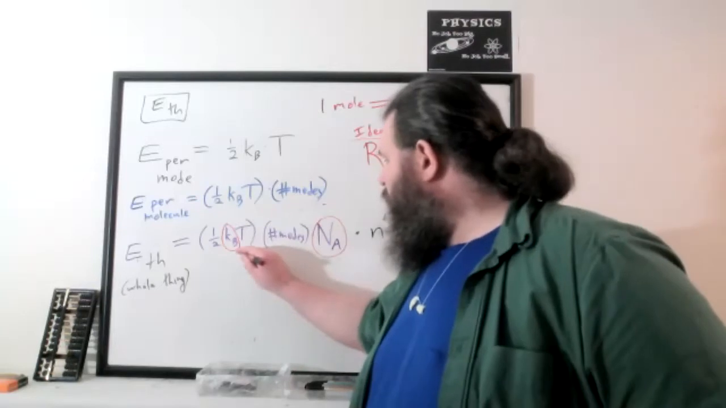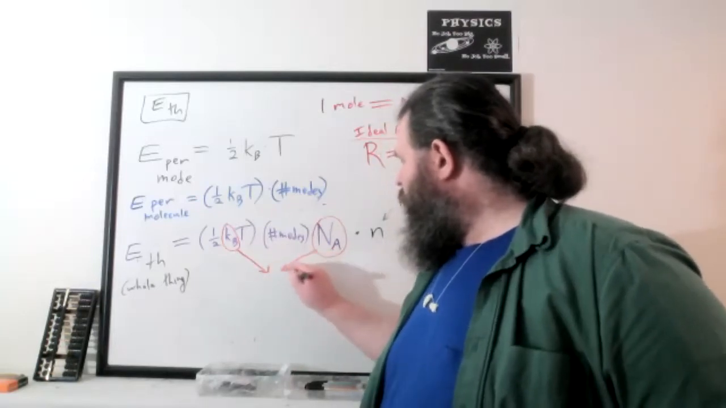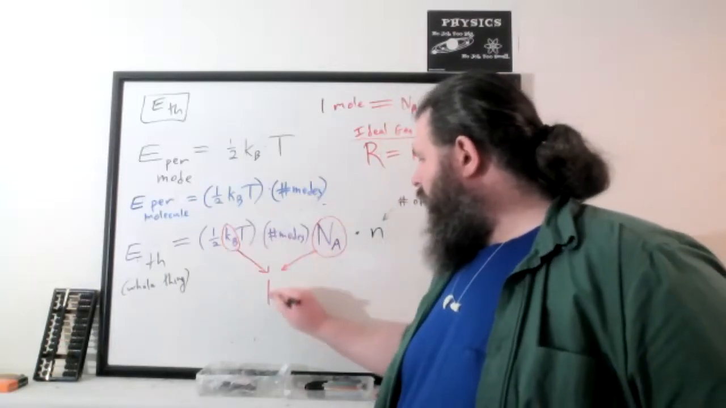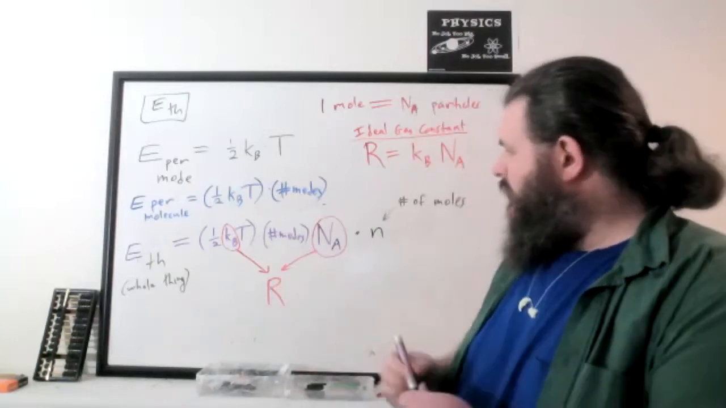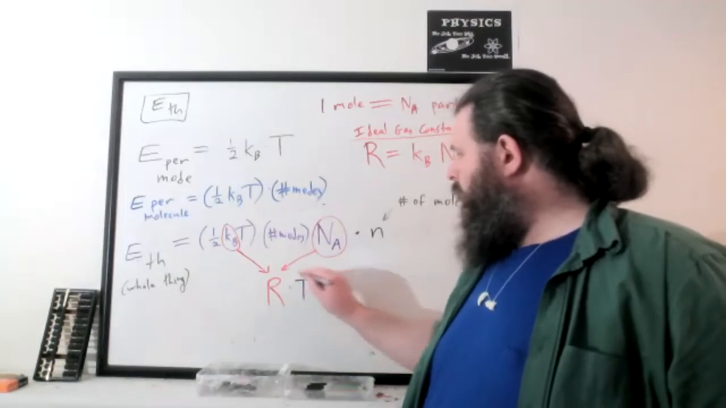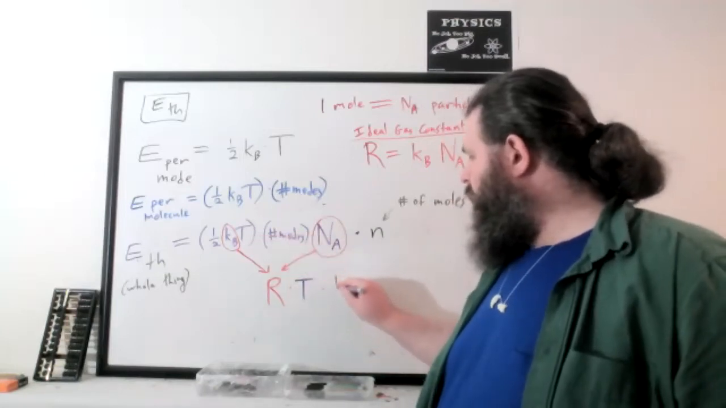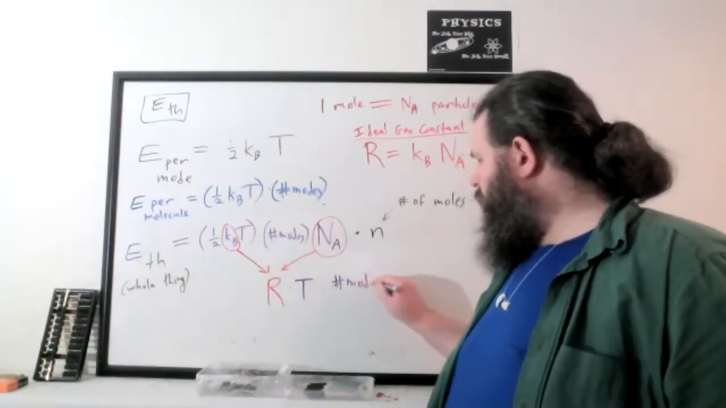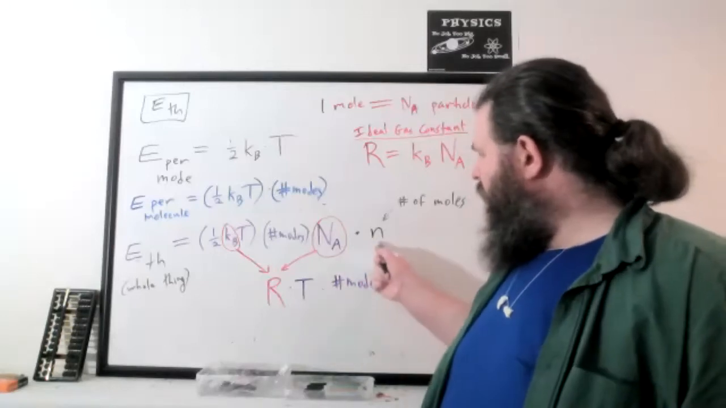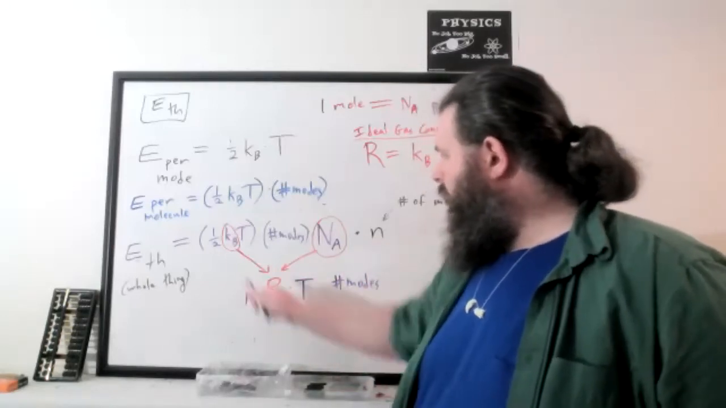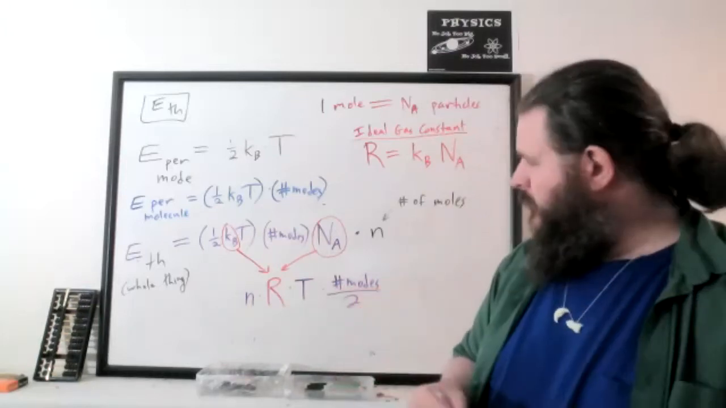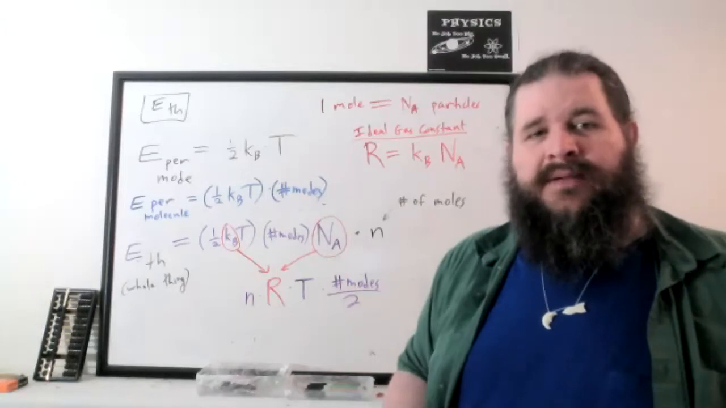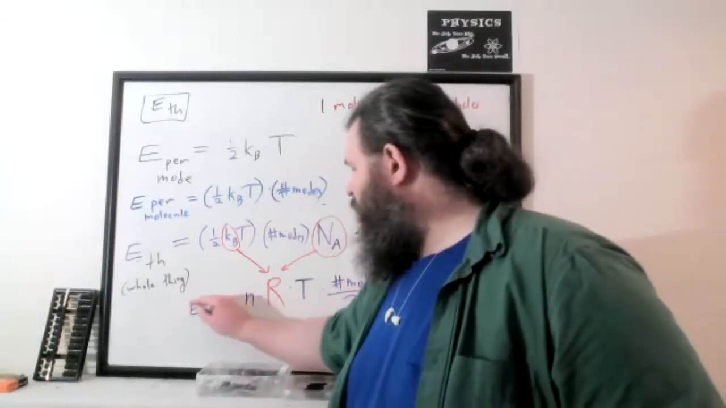So if we make that substitution, Kb times Na is R. And then let's see what else we have. We've got a times temperature. We've got a times number of modes. We've got a times N, which I'm going to put over here, and also a times 1/2. I'll just put that down here. So this is another much more compact way we can write out our formula for thermal energy.